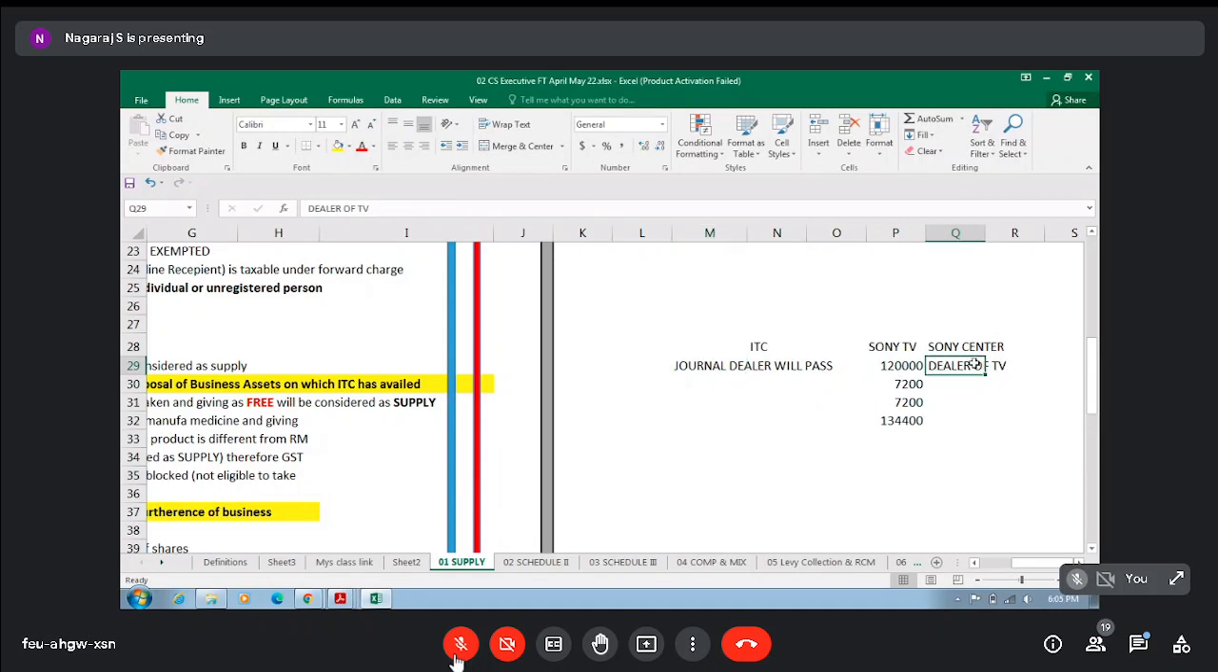Dealer will pass. Dealer, in the sense here, could be Mr. Modi. Modi is a dealer of Sony TV. What journal entry will be passed by Modi for this transaction, if he purchases the Sony TV from Sony Center?